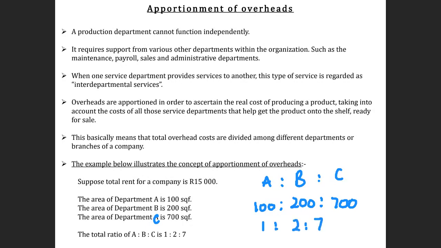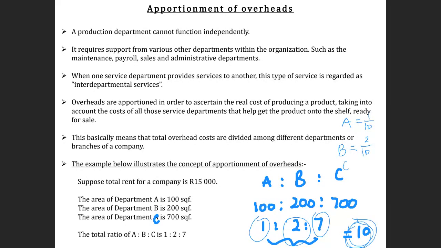Once you have that ratio created, the next thing you're going to do is add up all three values, and that gives you a total of 10. So then what you're going to do is say that A will take up 1 out of the 10 portions. So that is for A. B takes up 2 out of the 10 portions. And C takes up 7 out of the 10 portions.